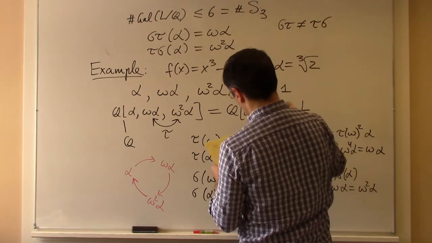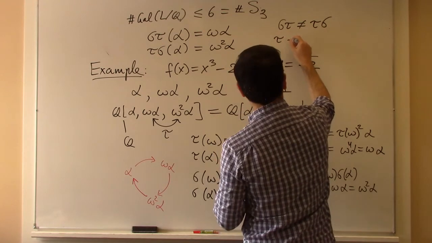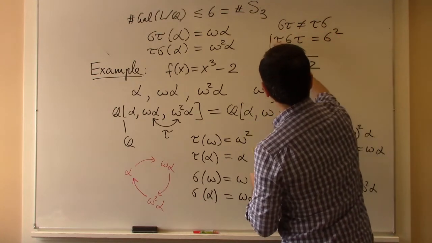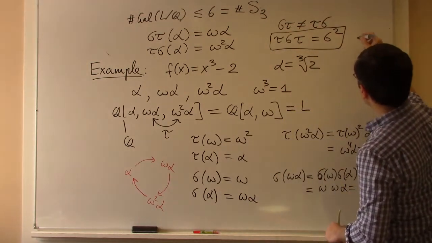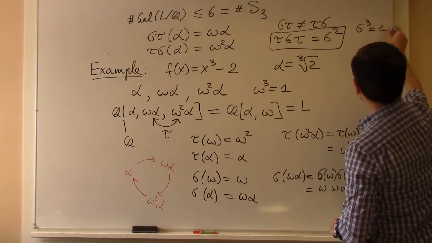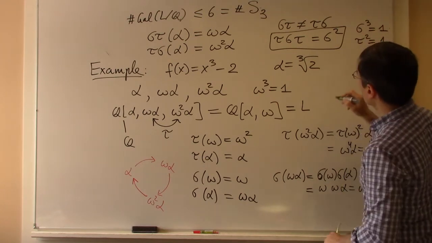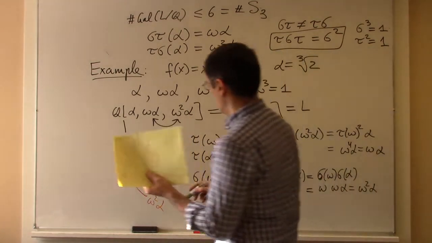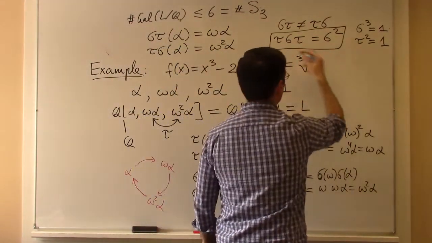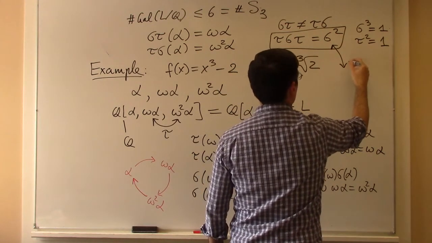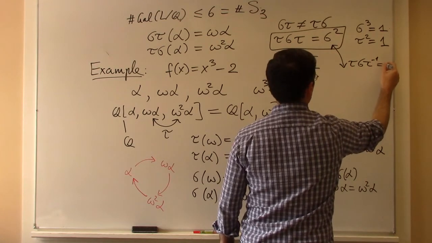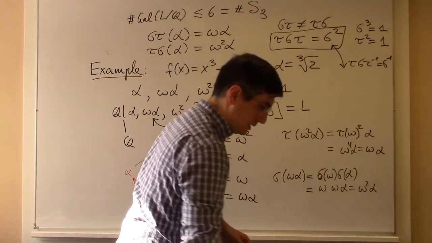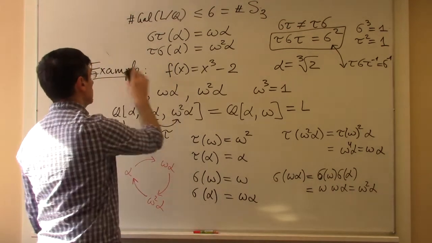But you can check that if you compute tau sigma tau, you will get sigma squared. So there is this relationship, and if you combine this with sigma cubed being 1 and tau being of order 2, you can see that you're getting the generators of S3. You're essentially getting the dihedral group because this relationship can be written as tau sigma tau inverse is equal to sigma inverse. Alright, so in this case you get S3.